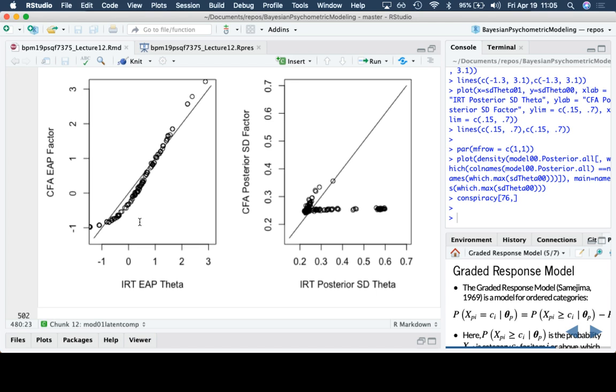I went and looked at that point, by the way. That's a person who had 5s on all items but the first, so like a 2 on the first item and a bunch of 5s. And so that sort of screwed up our algorithm. I went and reran things with a little bit longer chain to see if it would stabilize, and I got the same result. But in CFA, because of the way the normal theory works, we can actually show that if we have the same data, we should get the same posterior standard deviation. So this is sort of an artifact of something in the chain that's going on with the priors.